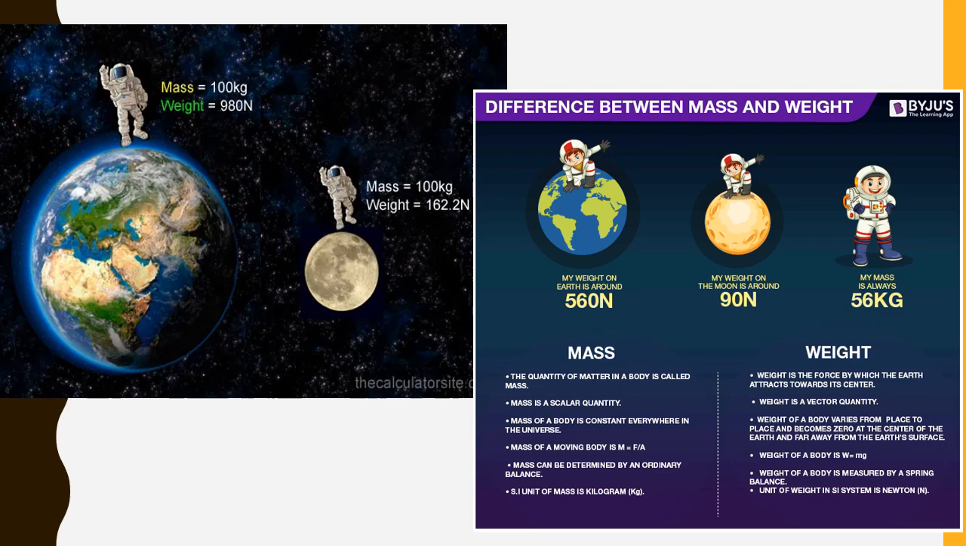The weight of the man on Earth is 980 Newton, while the weight of the man on the moon is 162.2 Newton. Another example is the weight of the boy on Earth is around 560 Newton, while his weight on the moon is only around 90 Newton. But his mass is always 56 kilogram.